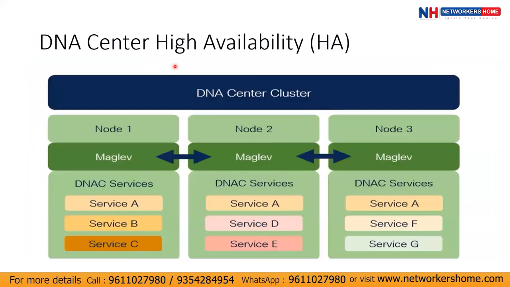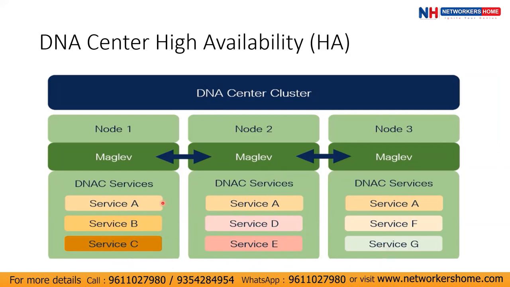Now we are going to discuss the high availability part. So in the high availability section, you can see we have three nodes available, right? And all of the three nodes have the same services, because it is identical. So here you have service A, service A, service A. You have service B, service D, F. So these services are different. But why is it different? Because some of the services are running on this particular node, some on this particular node, and some on this particular node.